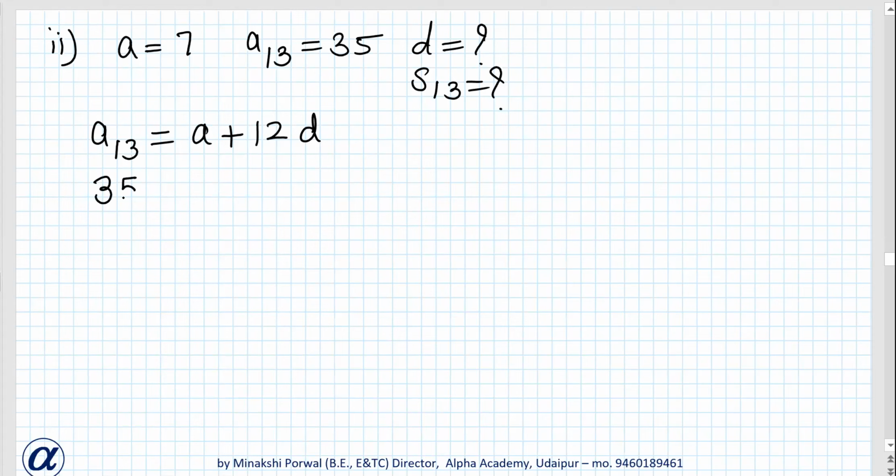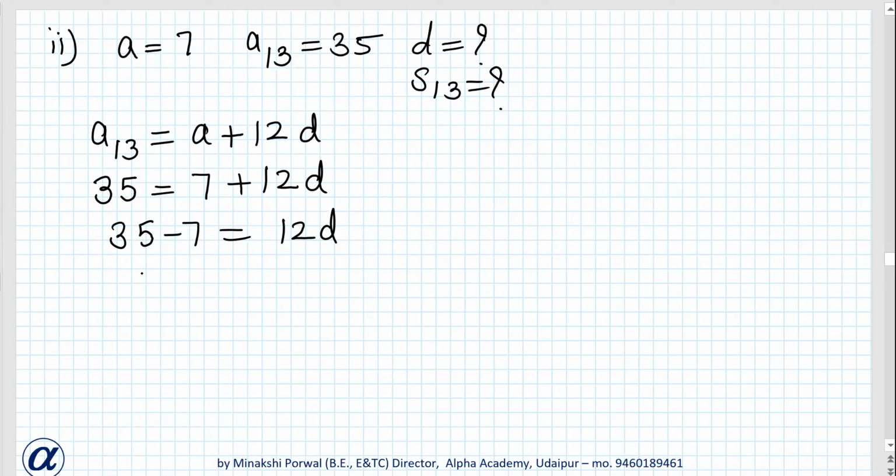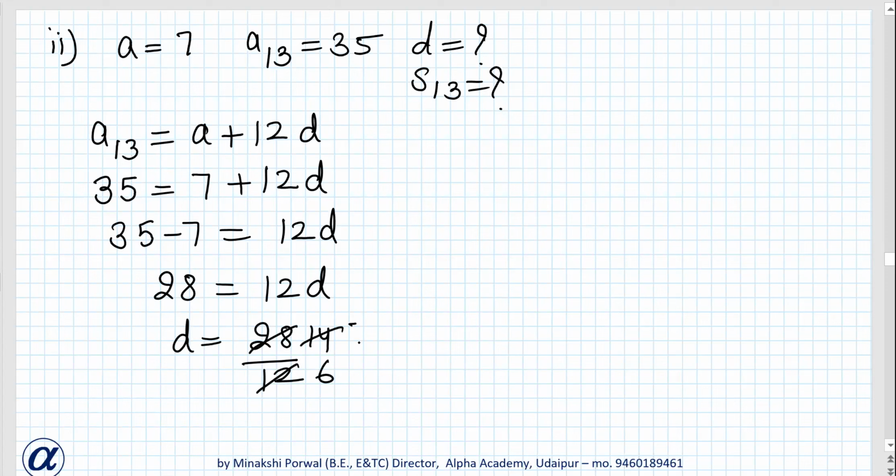So A13 is 35, A is 7 plus 12 into D. 35 minus 7 equals 12D. So 35 minus 7 is equal to 28, equals 12D, or D equals 28 upon 12, that is equal to 14 by 6 or 7 by 3. Okay, so D is 7 by 3.